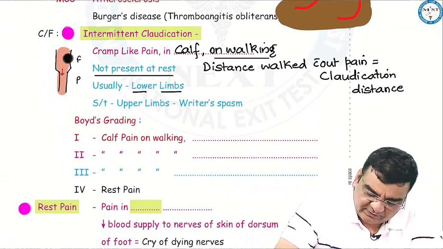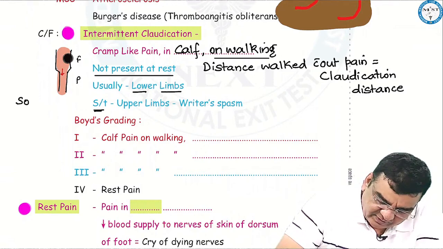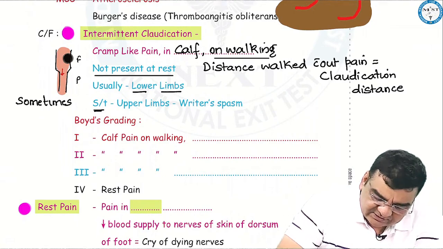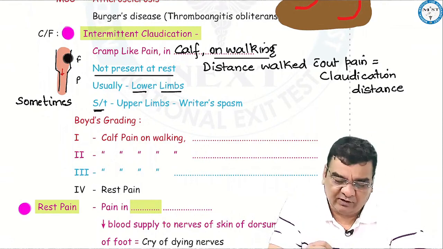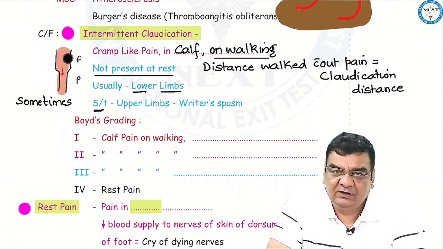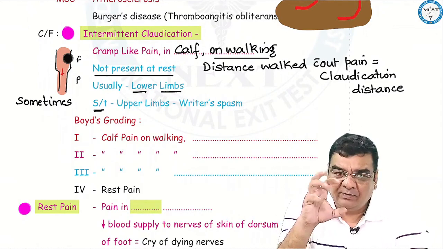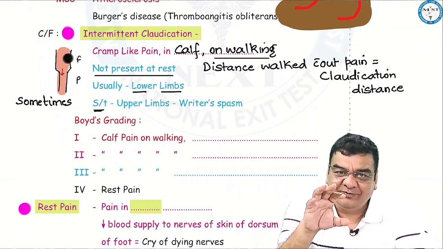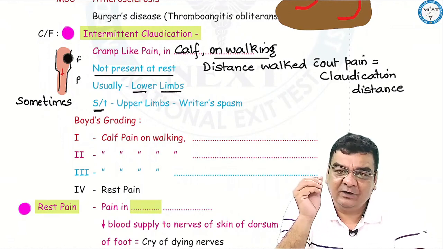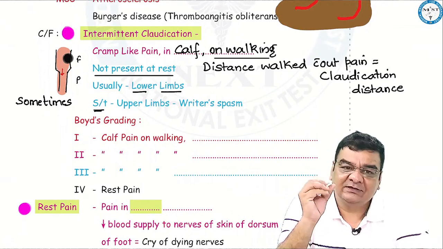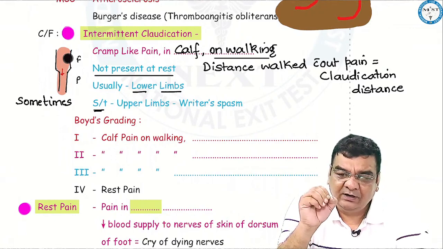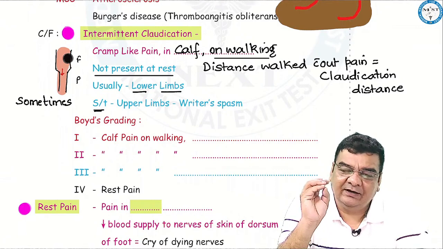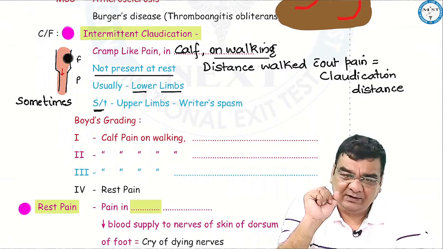Usually felt in the lower limbs, but sometimes this is felt elsewhere. Sometimes, if suppose you did not have the workbook and your surgery teacher would have been writing all this very fast, what would have happened? The demand by your fingers would have been more, the supply would have been less. So your fingers would have started paining. This is what we call writer's spasm. Sometimes when we have to write very fast, our fingers start paining. This is called writer's spasm, right?